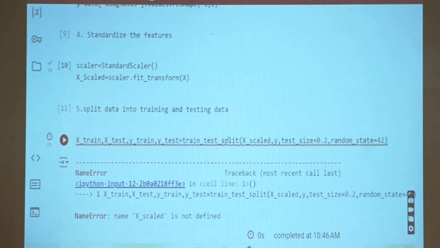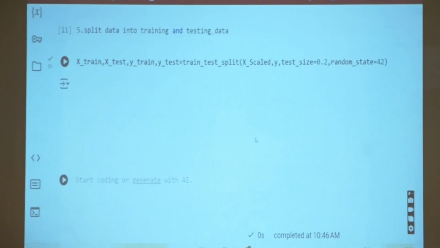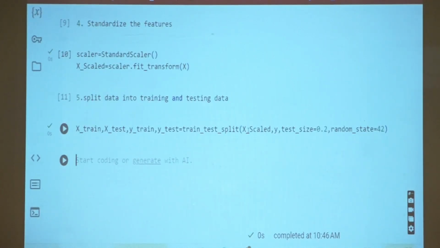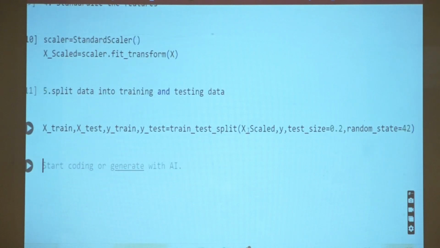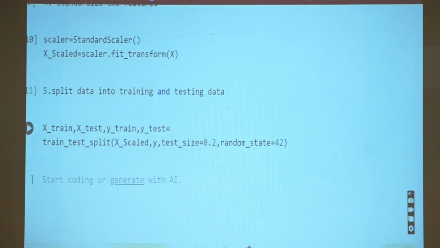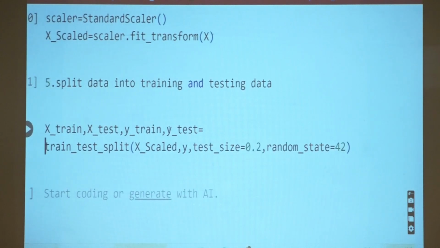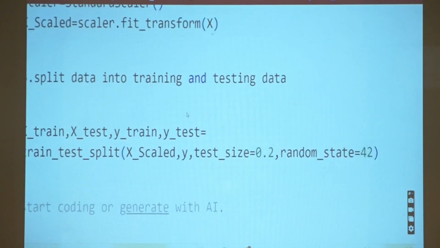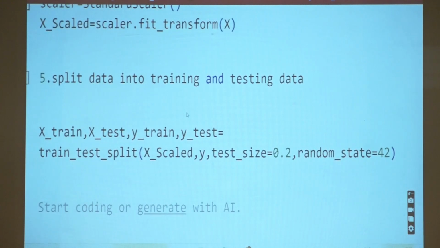X train, x test, y train, y test is equal to train underscore test underscore split of x and y, not normal x. I have to take standardized x. So x underscore scale, comma y, comma test size. What are you supposed to give? Test size is equal to 0.2, which means 20% of the data I am taking for testing, comma random seed is equal to 42. I will explain what random seed is, what x train, y train are, all that once you are done. Did you all finish this step?